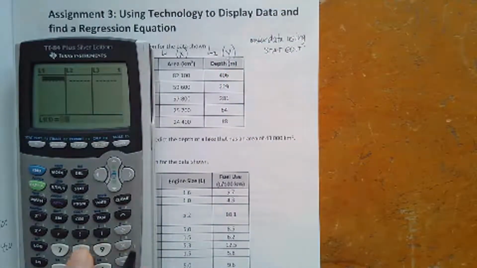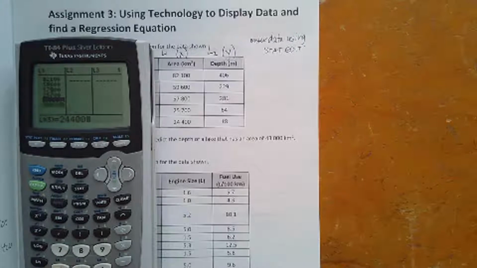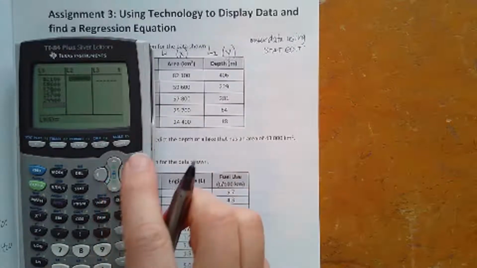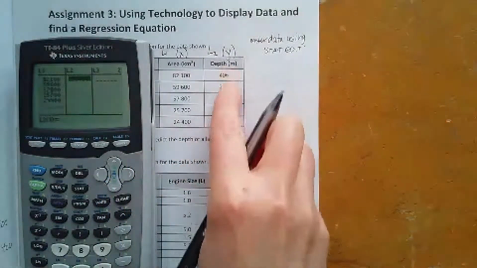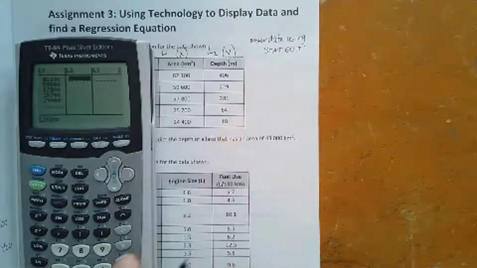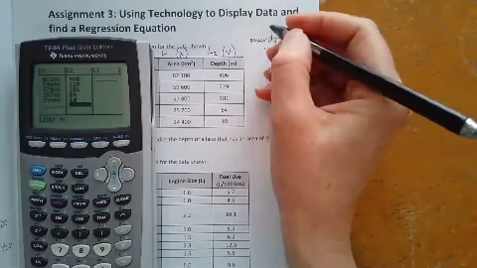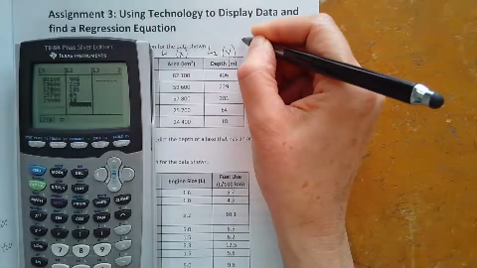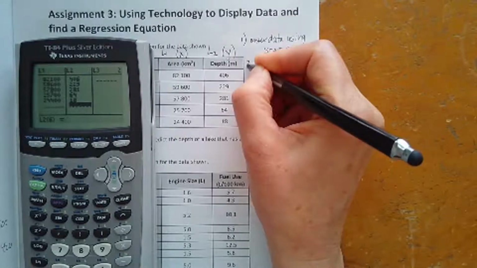Okay, so 82,100, enter. 59,600, enter. 57,800, enter. 25,700, enter. 24,400, enter. Now I'm going to cursor over with my arrow and enter the second list in. 406, 229, 281, 64, 18. Okay. So that's the first step that I'm going to do.